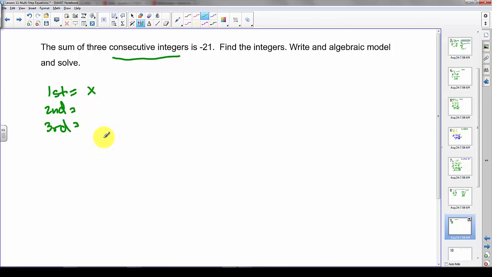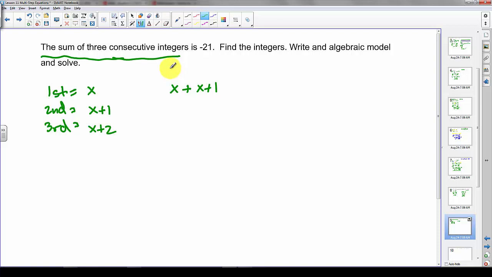Now the next one is immediately following that, so it's one more than that, or x plus 1. The third one is one more than the previous, so instead of x plus 1, I add 1 to that and get x plus 2 for my third integer. Now I'm going to add all three up because this says the sum of 3 consecutive integers. So I'm going to take x plus 1.